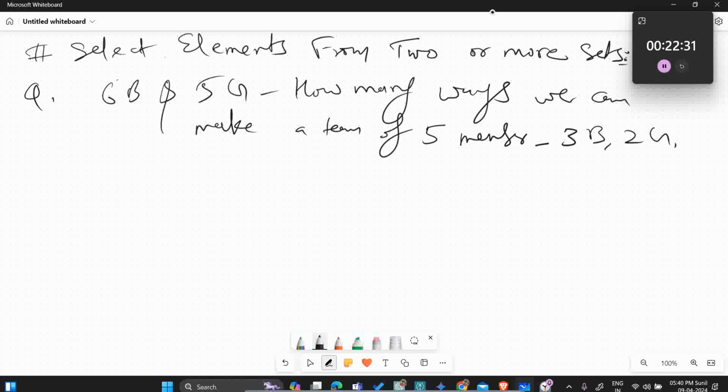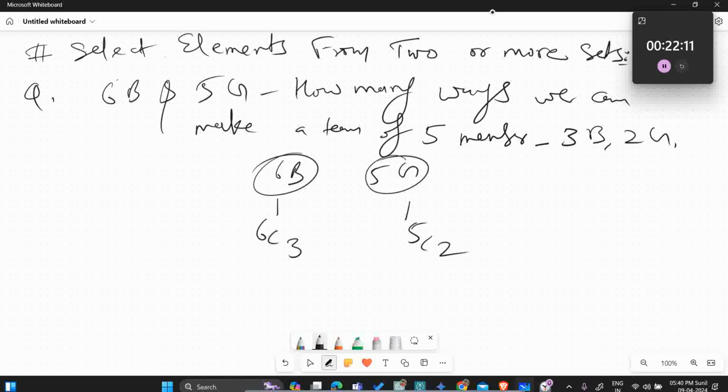So there are, let's say, 6 boys and 5 girls. Alright, we have to select 3 boys from them, so 6C3, and 2 girls from them, 5C2, and now we can multiply them. This is the answer.